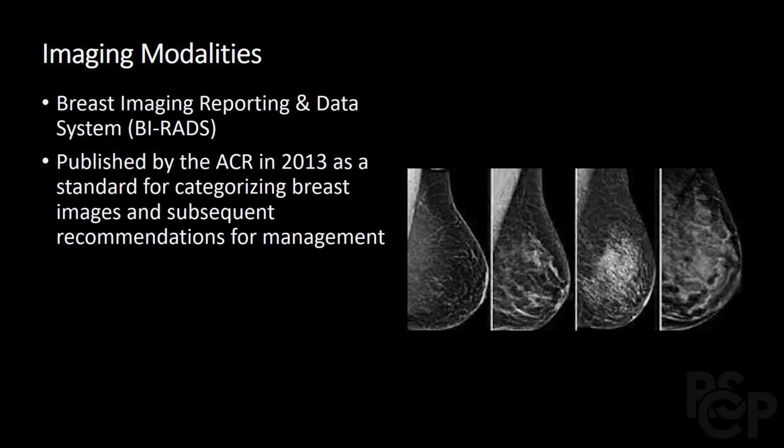The Breast Imaging Reporting and Data System, also known as BI-RADS, was developed in 2013 and published by the ACR in order to standardize the reporting of breast images. Categories are provided for several elements, including breast composition, mass characteristics, symmetry, calcifications, etc. As an example, this image demonstrates several BI-RADS categories for breast density, ranging from almost completely fatty, or category A on the far left, to extremely dense, or category D on the far right.